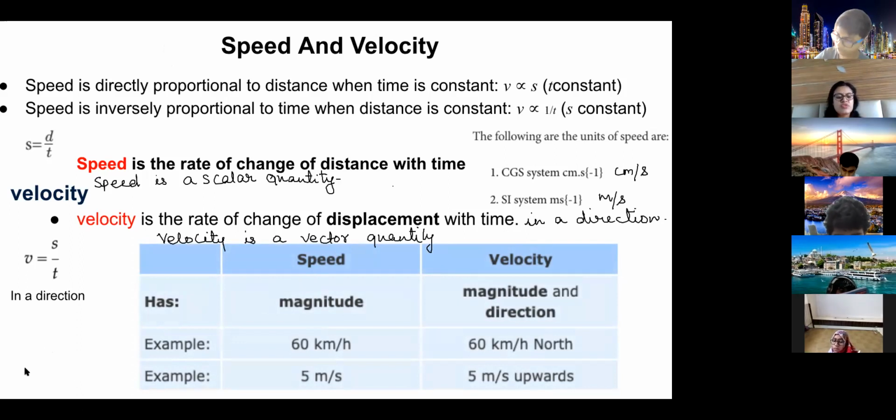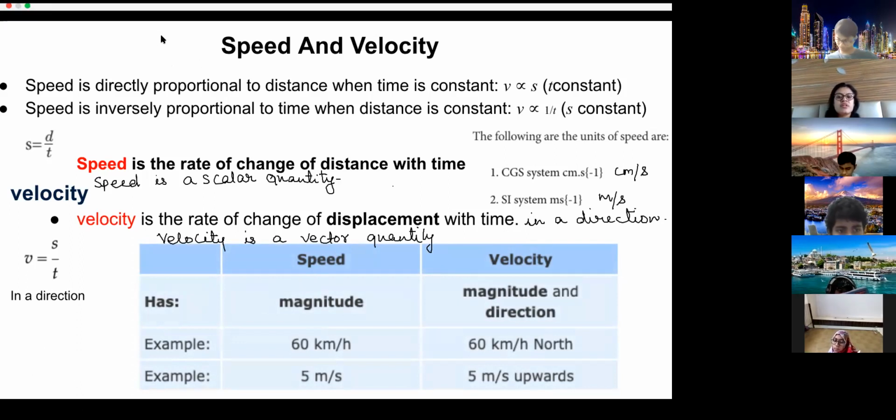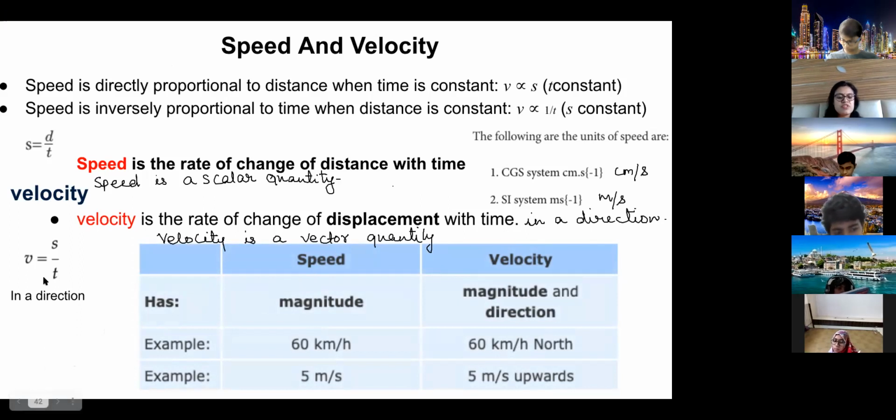The unit is the same, so you can write that it has the same unit as speed, which is meter per second. Then what is the difference? See here, speed can be written as just 60 kilometer per hour, but for velocity you have to write 60 kilometer per hour north. What is the direction? That also you have to mention. So this is only magnitude, and this will have magnitude and direction.